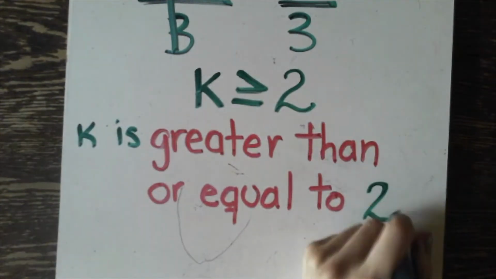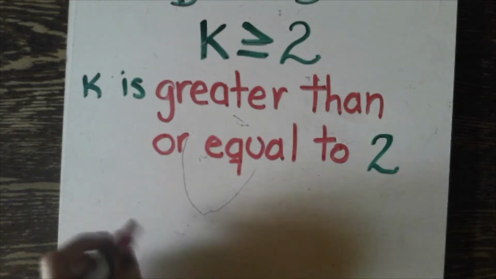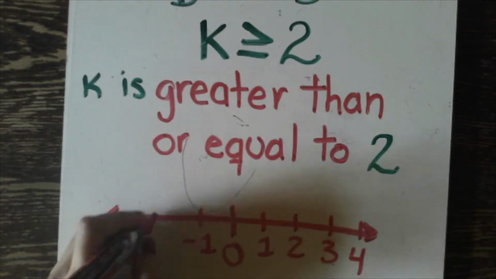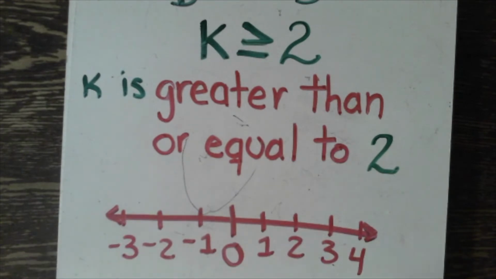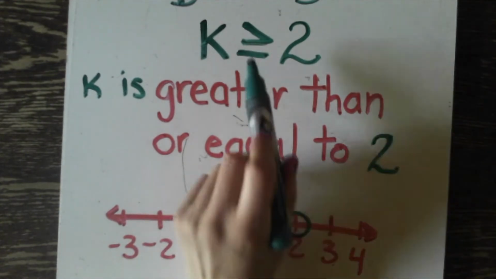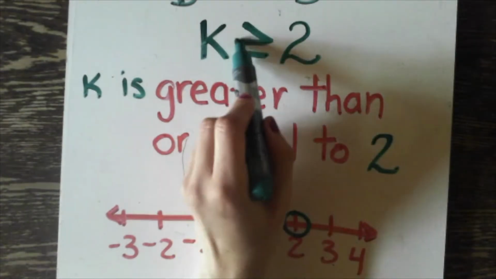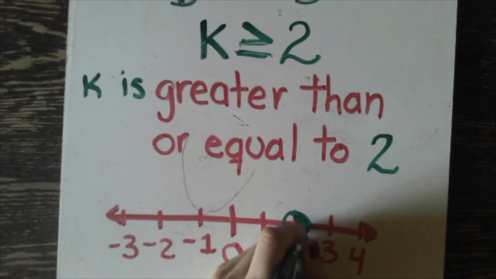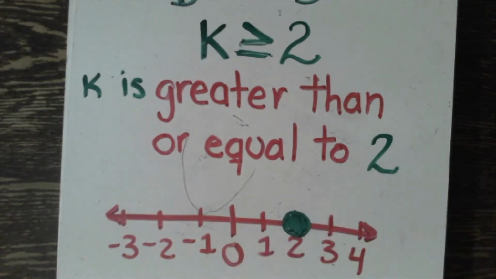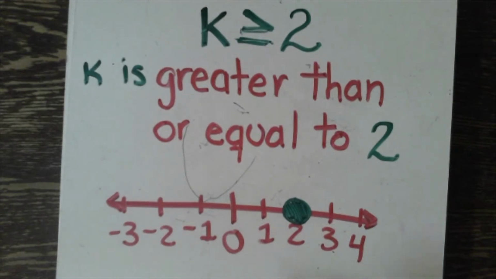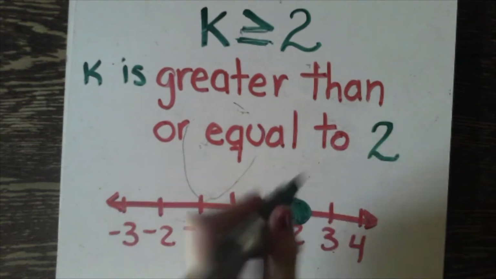Now on to the number line. We are going to draw a circle at positive 2, and notice I am going to color in my circle, and that is because we have that equal sign. It's greater than or equal, which means we are including the number 2 in our answer. k can be the number 2, but it can be the number 3, the number 4, the number 100. Anything that is exactly 2 or greater.